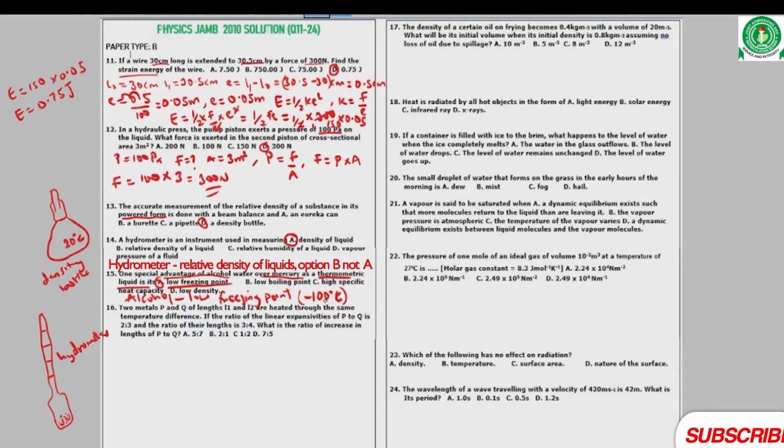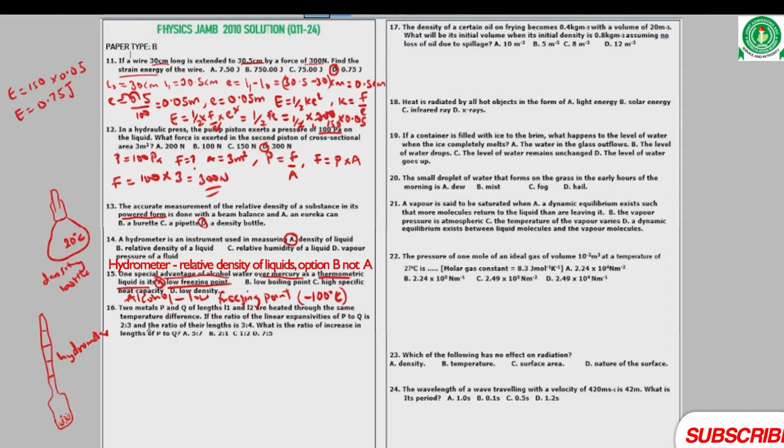It's one of the advantages that alcohol has over mercury, because it can measure a temperature below minus 100 degrees Celsius, meaning that it has a low freezing point. Option A. Please note that option A has been marked here. So that's that about that.